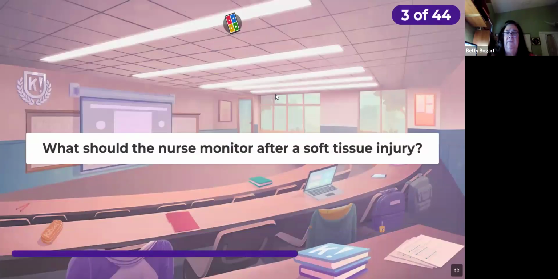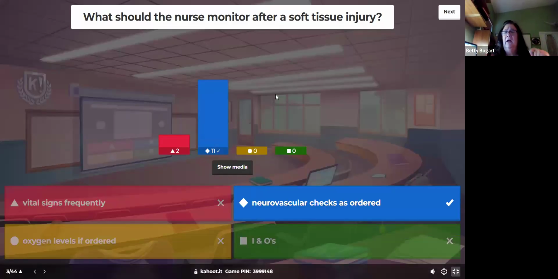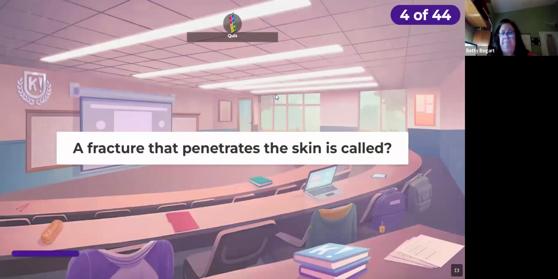What should the nurse monitor after a soft tissue injury? Bruising, ecchymotic area. What are you concerned about? I mean, is it tiny? Is it superficial? Or does it look like it can be a really big ecchymotic area? Again, always be going for that neurovascular sign, looking at the colors of the toes or the fingers and checking them. It's something that should always be done with any injury.